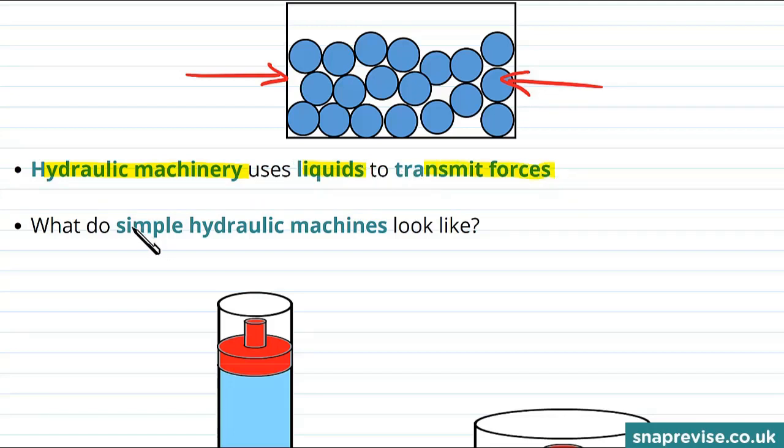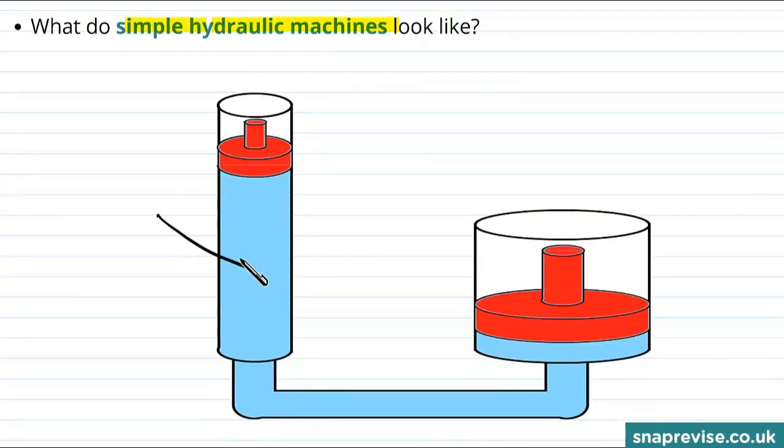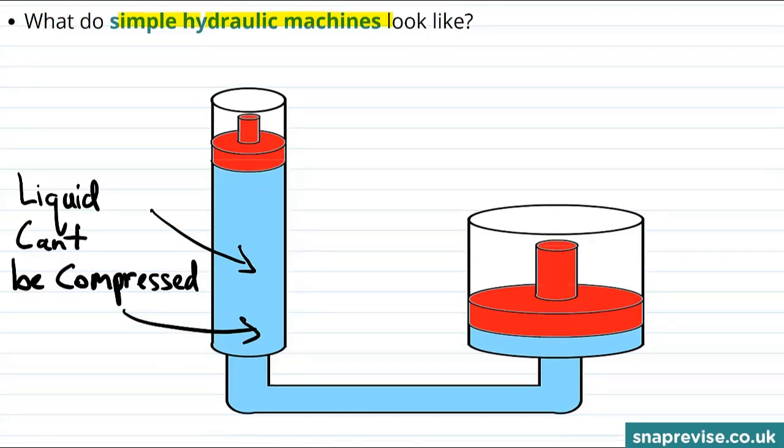So what does a simple hydraulic machine look like? Well, we have all of this fluid in the middle of the machine that can't be compressed. We will exert a force on one end of the machine, and the machine in return will exert a force through the other end.